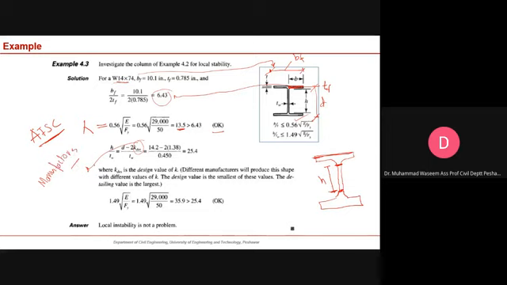So you can calculate this and then compare it with this equation. This is an empirical equation giving you this value, and your web height-to-thickness ratio is giving you this. So there are both of them. It means that there will be no stability issue in your member.